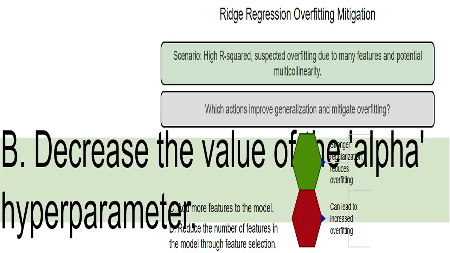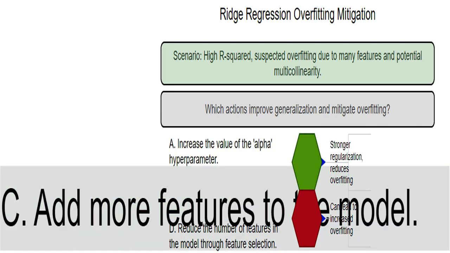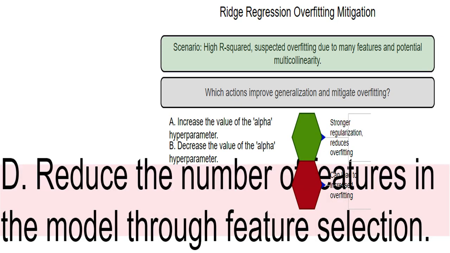This would weaken the regularization. The model would be more complex and more likely to overfit. Adding more features can actually make the problem worse. Unless these features are truly relevant, I will likely increase model complexity and lead to overfitting. Feature selection helps. By removing less useful or redundant features, I simplify the model, preventing it from fitting noise in the data, and improve the model's ability to generalize.